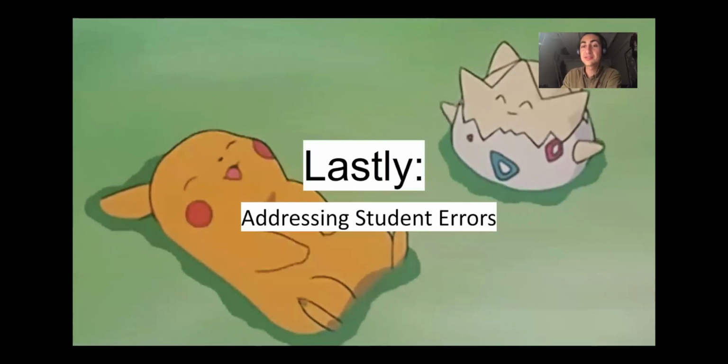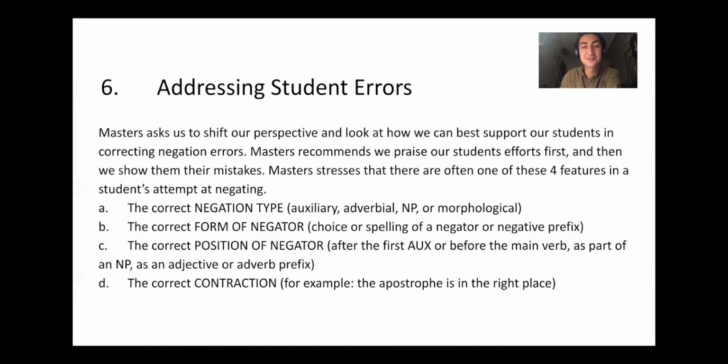Lastly, for addressing student errors, Peter Masters, Systems in English Grammar, Chapter 5 addresses a way we can shift our perspective and look at how we can best support our students when we are correcting or working with them on their negation errors. Masters stresses these four features to praise when looking at students' attempts at negating. A, they're using the correct negation type, either auxiliary, adverbial, noun phrase, or morphological. Be like, oh, good job, you're using the auxiliary negation. That's great, you knew to do that.